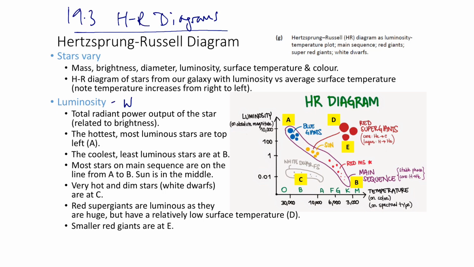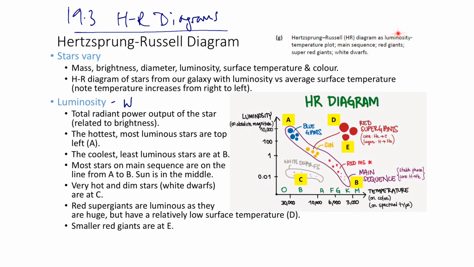So the very hot but dim stars we would call our white dwarfs at point C, and the red supergiants, which are really luminous, in other words, they're very, very powerful, but they do have a relatively low temperature, so that's why they're red. And then smaller red giants are at E.